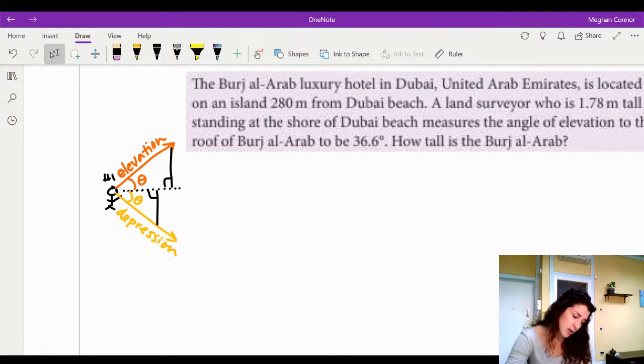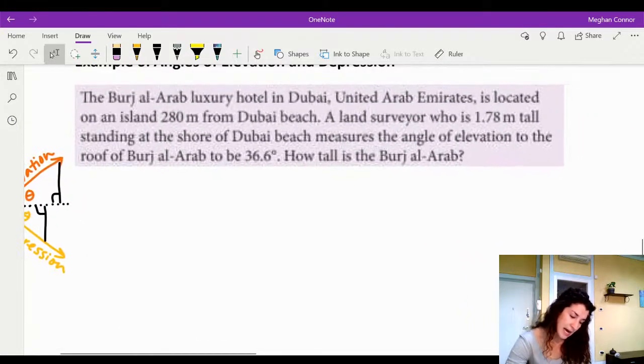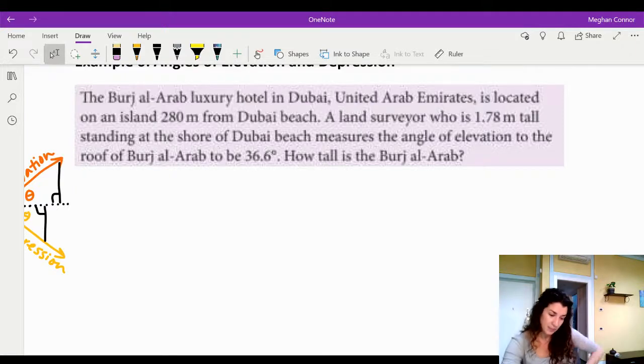So the Burj Al Arab luxury hotel in Dubai, in the UAE, is located on an island 280 meters from Dubai Beach. A land surveyor who is 1.78 meters tall, standing on the shore of the Dubai Beach, measures the angle of elevation to the roof of the luxury hotel to be 36.6. How tall is that hotel?